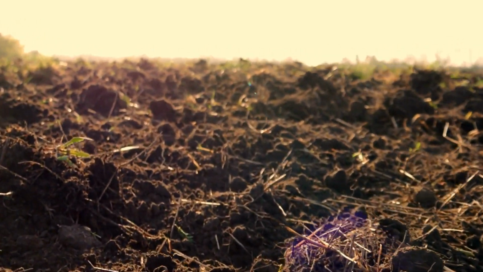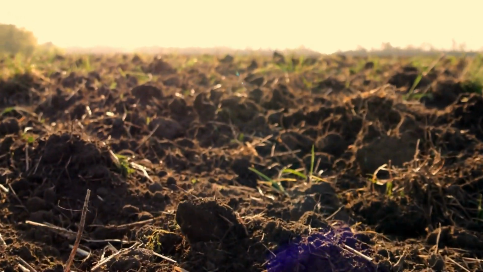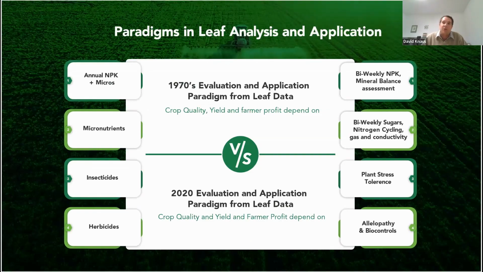And so in leaf analysis, there's a big difference now between what we're doing at Apical versus your standard tissue lab and growers that are doing a tissue test once a year. I mean, it's a huge difference, right? We're testing 4 or 5 times a year, sometimes up to 7 or 8 in certain crops. We're looking at biweekly NPK and mineral balance within the plants. We're looking at sugars, nitrogen cycling, gas, and conductivity. There are some elements of plant stress tolerance built into our method, and we'll go deeper into that as we get further into the webinar series. And then last but not least, we're utilizing allelopathy and biocontrols based on those results.